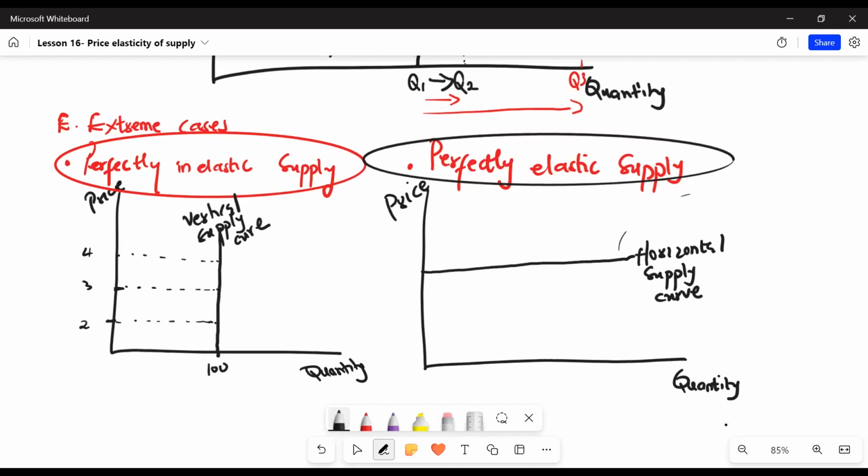So this is all that we have for our lesson on price elasticity of supply. Our next lesson will be on determinants of price elasticity of supply.